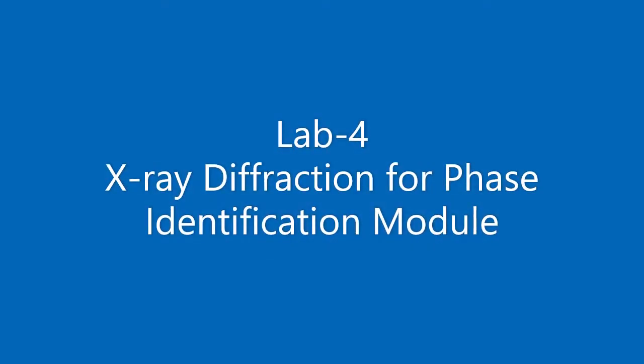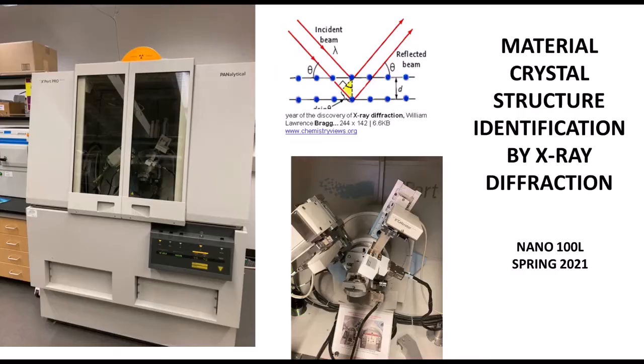Welcome to Lab Module number 4, X-ray diffraction for phase identification. In this lab module, we will be using X-ray diffraction as a technique to identify the crystal structure and phase of a material. We will combine the X-ray diffraction pattern information with a database of X-ray diffraction information from other materials, and we will demonstrate how to connect the X-ray diffraction information to the identification of the phase of the materials.